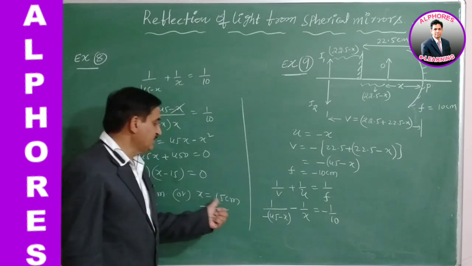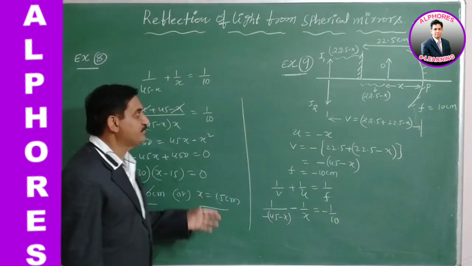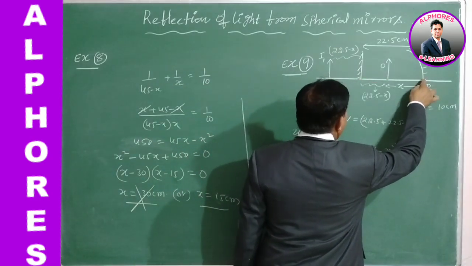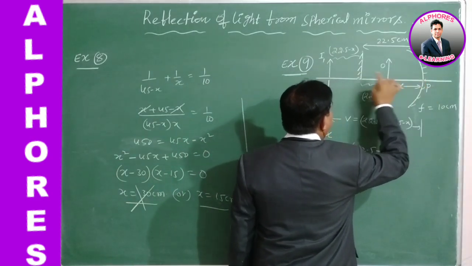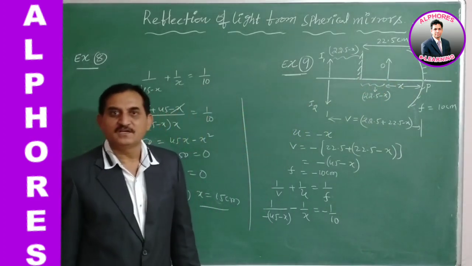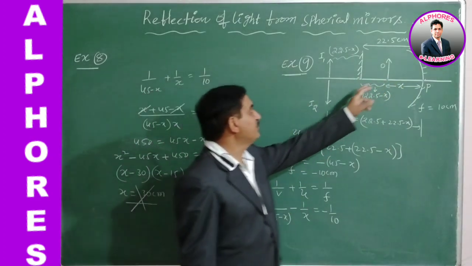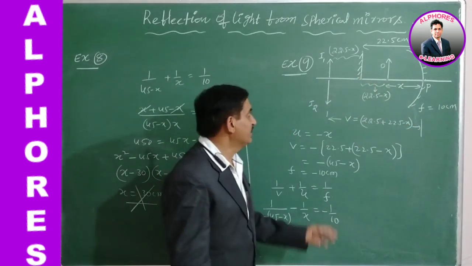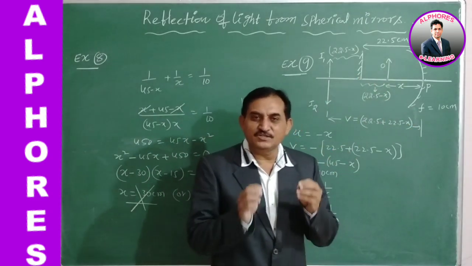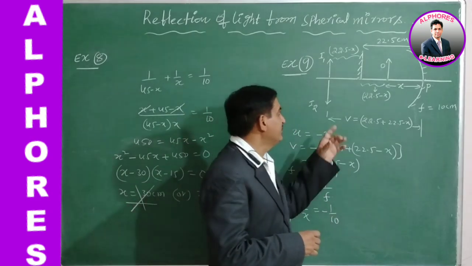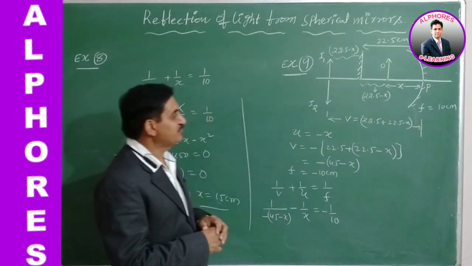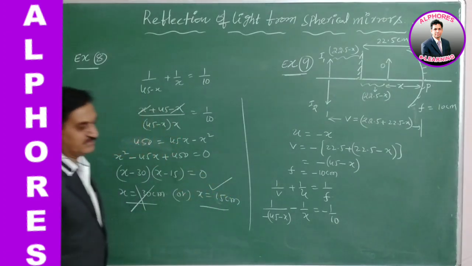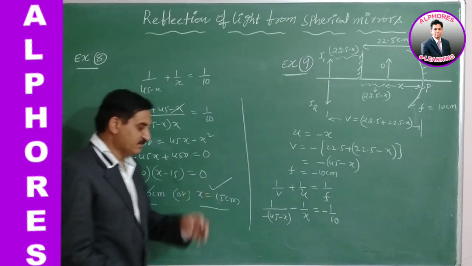Okay, go for x equal to 15 centimeters. Yes, it is possible because the gap is 22.5 centimeters. So in between these two, the object is kept at a distance of 15 centimeters, and definitely the image formed by the plane mirror and the image formed by the concave mirror will coincide with each other. So the object is to be kept at 15 centimeters from the concave mirror, and this is the correct answer.